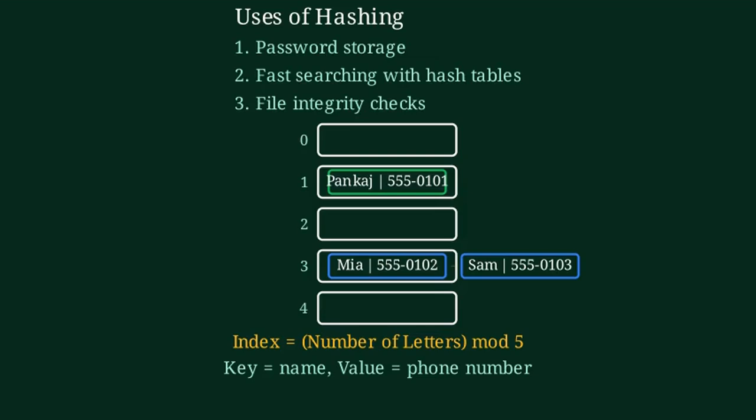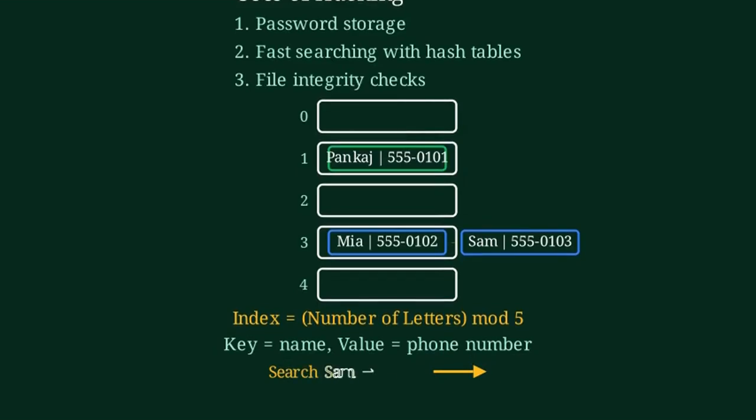In slot 3, Nia and Sam collide, so we use chaining. Nia stays in the slot, and Sam is linked behind her in a small list. To find Sam, compute 3 mod 5, go to slot 3, check Nia, then follow the chain to Sam. This is still very fast compared to searching a long list.